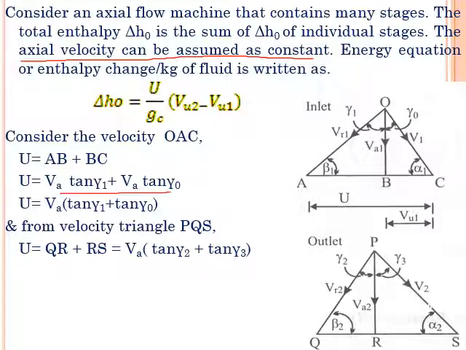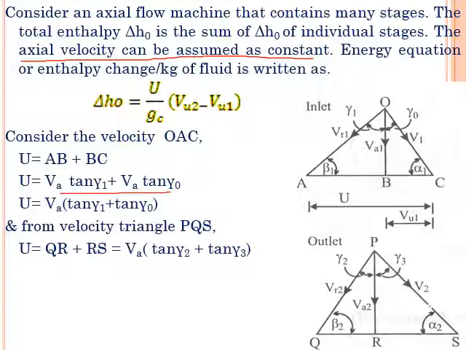From the outlet velocity triangle PQS, once again the distance U is equal to the total length of QS. Now QS is equal to the summation of QR plus RS. Once again you write this expression in terms of tan gamma 2 and tan gamma 3. If you consider, tan gamma 2 is equal to QR by V of A, correct?